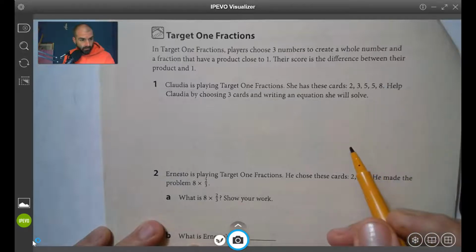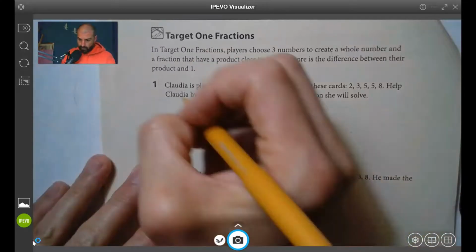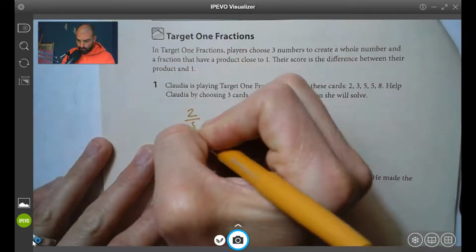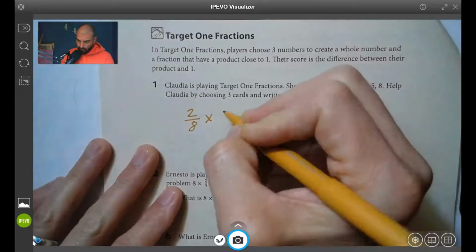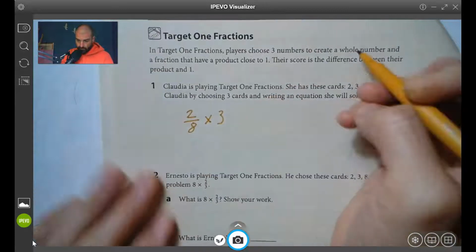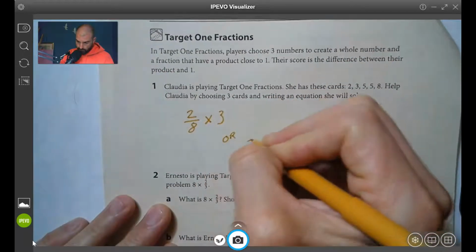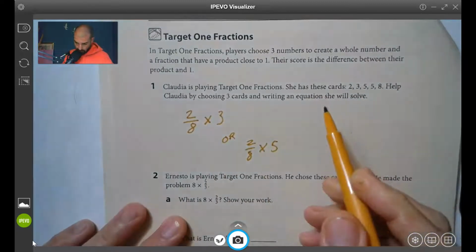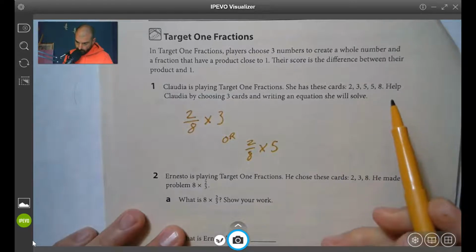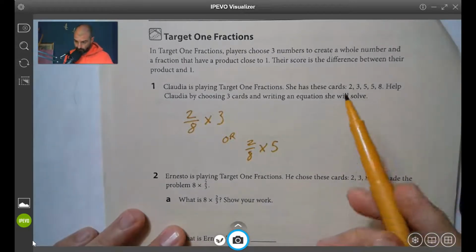I don't know. Because it feels like 1/4, because we have 2/8. I think that's where I'm going to go. I don't know what you all decided. If I have 2/8 times 3, or 2/8 times 5. See, I don't even know if we're supposed to solve this or not. Should we solve it? I feel like we should solve it.